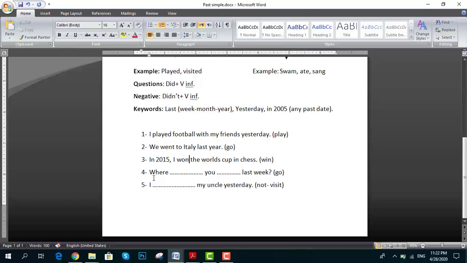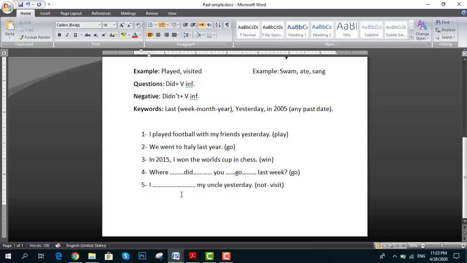Here we have a question. Where you last week, and we have the verb go. We said in the form of questions, we add did plus verb infinitive. So where did you, and the verb should be infinitive. So go, without s, without ed, without ing, without adding anything.